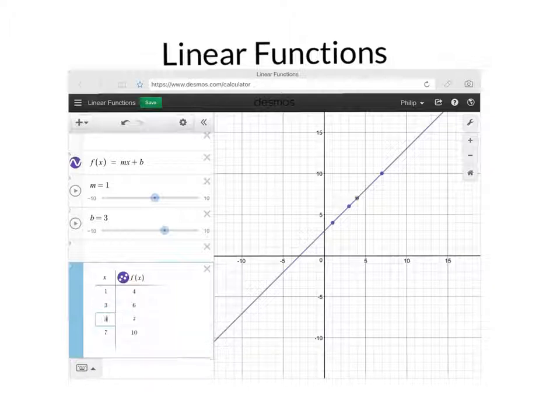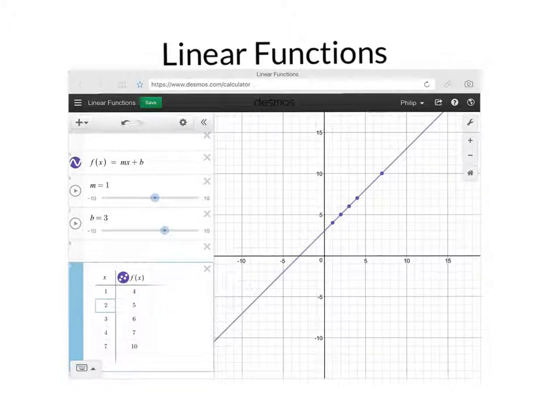So let's put a 4 here. Let's see if we can put even more entries in our table. So we'll have 1, 2, 3, 4, 7. What I'll do is look over here and say, if I have an input of 1 and I increase that by 1, so I'm going to go from 1 to 2, how much does my output change?